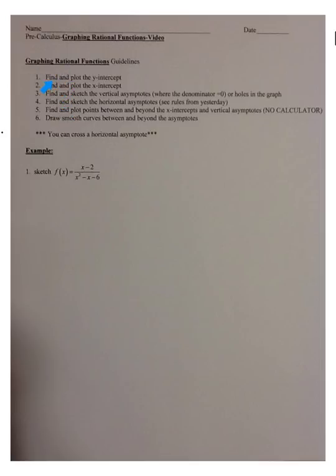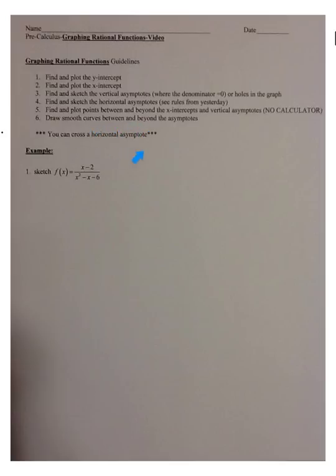So number one is going to be to find and plot the y-intercept, find and plot the x-intercept, find and sketch the vertical asymptotes. Remember, that's where the denominator is equal to 0, or any holes in the graph. Find and sketch the horizontal asymptotes. Find and plot the points between and beyond the x-intercepts and the vertical asymptotes. You cannot use a calculator for any of this. And then you're going to draw smooth curves between and beyond the asymptotes.